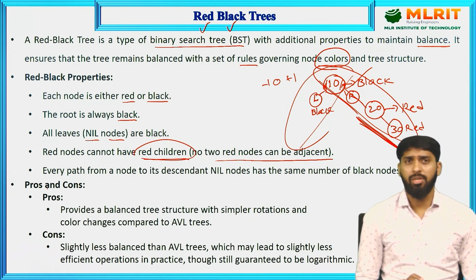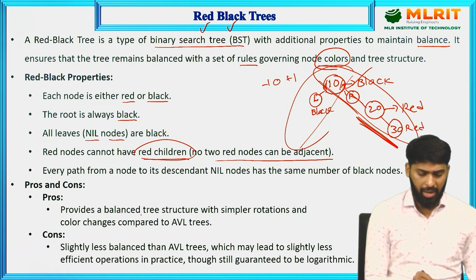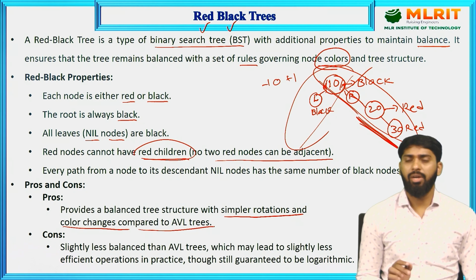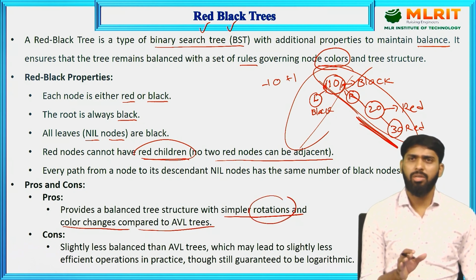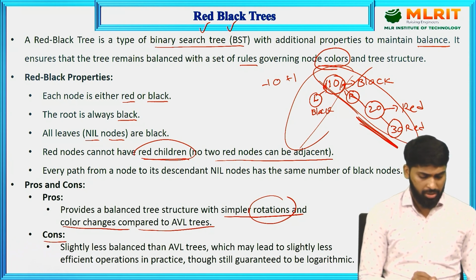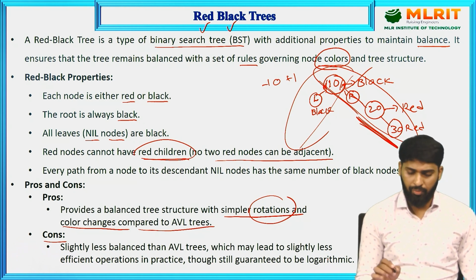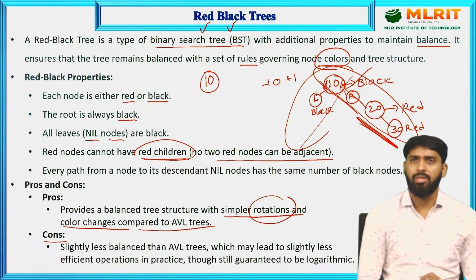So coming to pros and cons. Pros: provides a balanced tree structure with simpler rotations and color changes compared to AVL tree. In AVL tree we apply rotations. In red black tree you apply rotations, or you can change the color to balance the tree. Cons: slightly less balanced than AVL trees, which may lead to slightly less efficient operations in practice, though still guaranteed to be logarithmic.